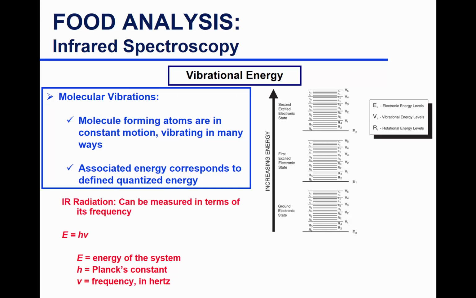Again, the energy is quantized, as I explained earlier in the introduction to spectroscopy. So only allowable energy changes: if the IR light carries the allowable energy changes, then the molecule will absorb that light. And it can be measured in terms of its frequency, so energy equals the constant multiplied by the frequency.